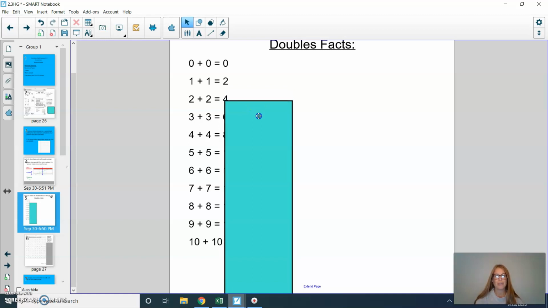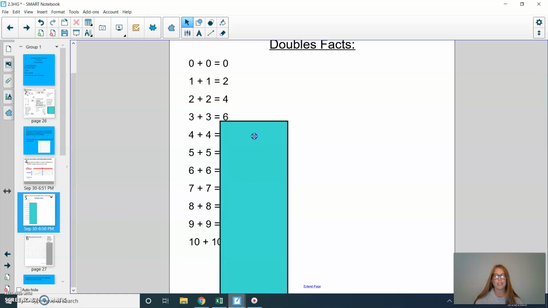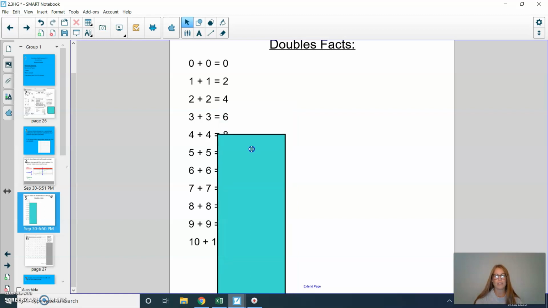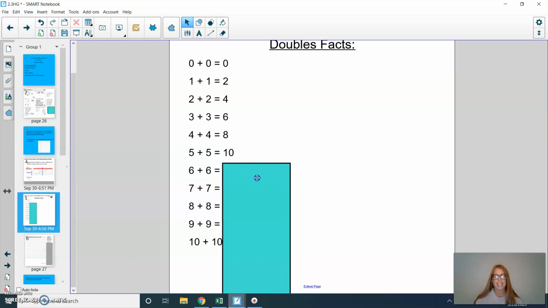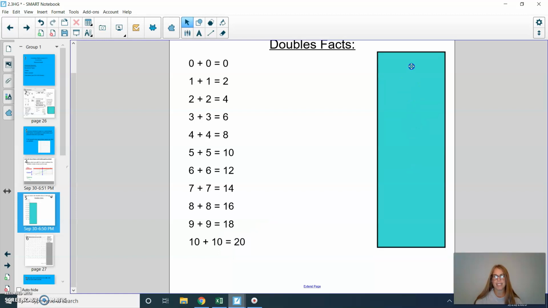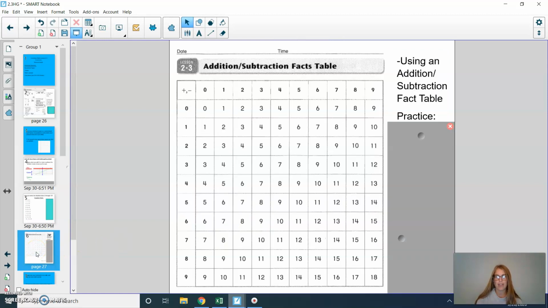So 2 plus 2 we know is 4. 3 plus 3 is 6. 4 plus 4 is 8. 5 plus 5 is 10. 6 plus 6 is 12. 7 plus 7 is 14. 8 plus 8 is 16. 9 plus 9 is 18. And 10 plus 10 is 20. Can you keep your board looking like this? Let's use what we have at our whiteboard when we're using our table in our math journal.